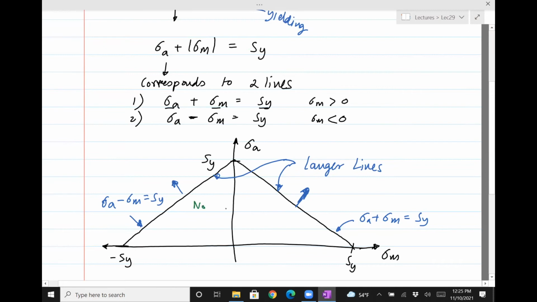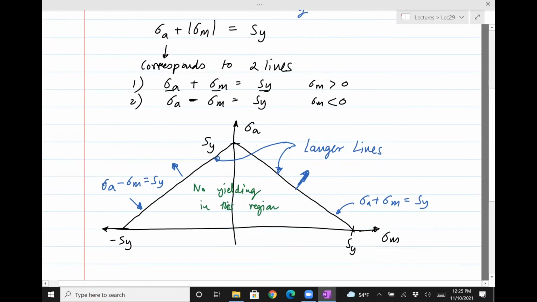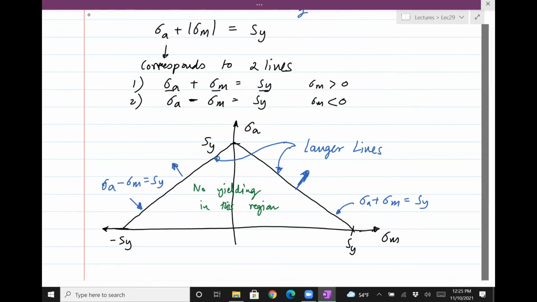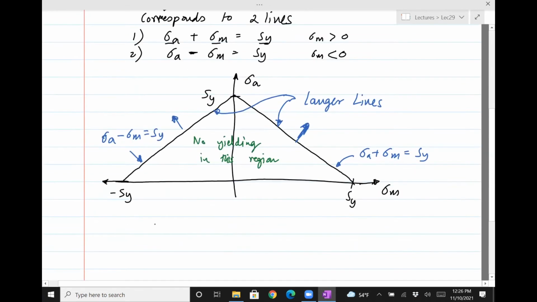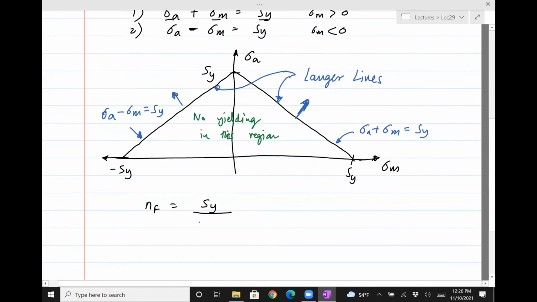So no yielding in this region. Okay, we're going to soon combine this line with the other line, but we can also come up with a design factor based on these lines. It's simply NF equals the maximum stress, which is Sy divided by the stress which it's subject to. So sigma A plus sigma M with the absolute sign.